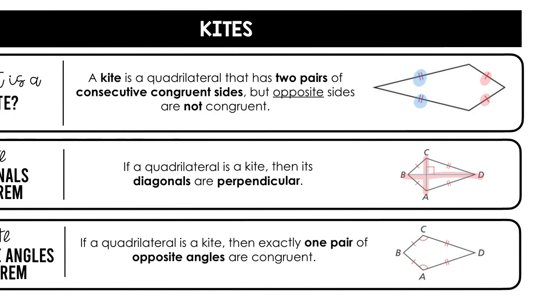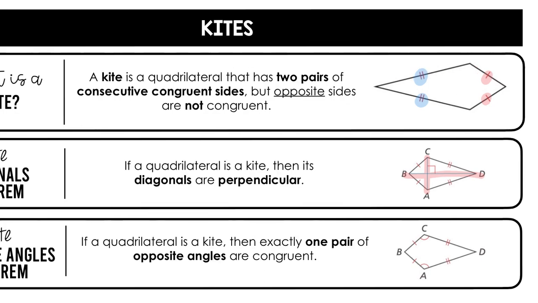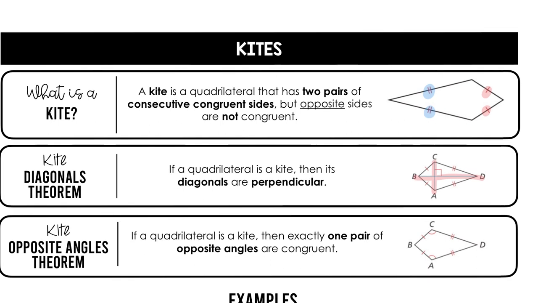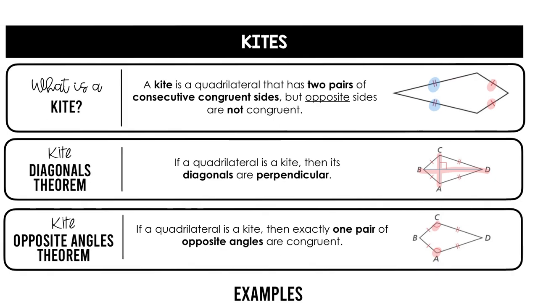Then the third one says, if a quadrilateral is a kite, then exactly one pair of opposite angles are congruent. So just this one pair of opposite angles are congruent.